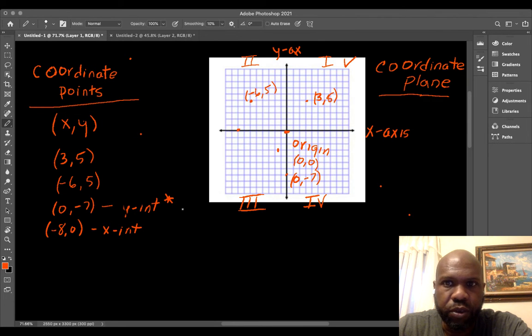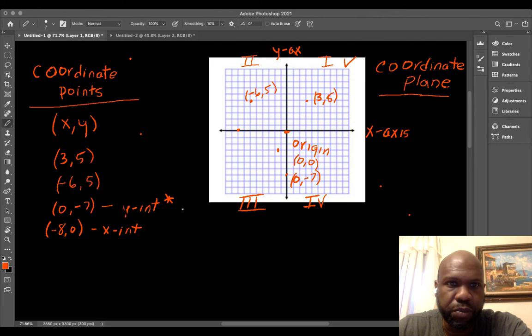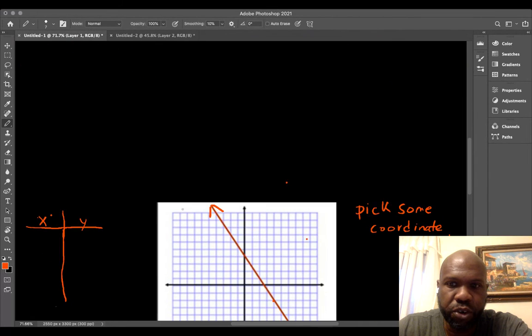All right, you have the coordinate plane, you have the different quadrants, you have the x and y axis, you have all the coordinate points, and make sure you know that if it's on the line, it's going to be the y-intercept or the x-intercept, depending on whether it's vertical or horizontal. All right. So moving on, let's get to some harder stuff.